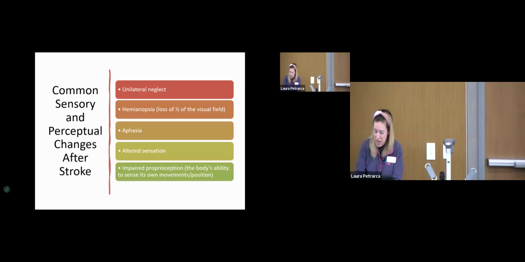And then altered sensation and impaired proprioception. That's the body's ability to sense its own movements and position. And it affects coordination and balance. So patients may ignore one side of their body or environment. Nursing interventions focus on safety and awareness.